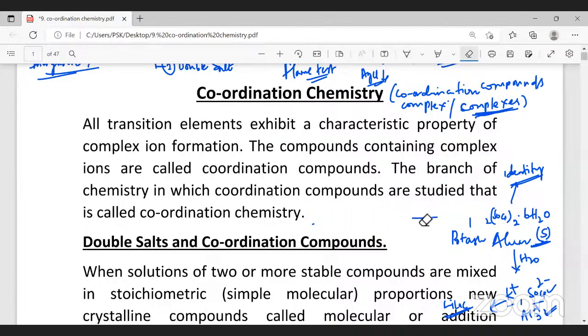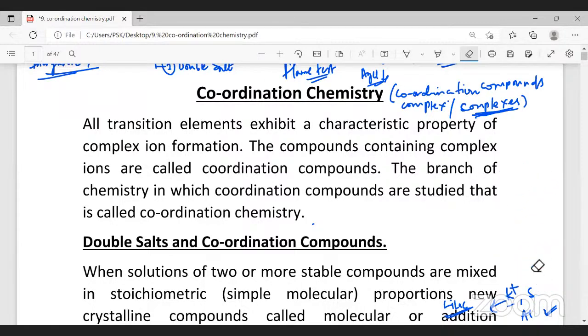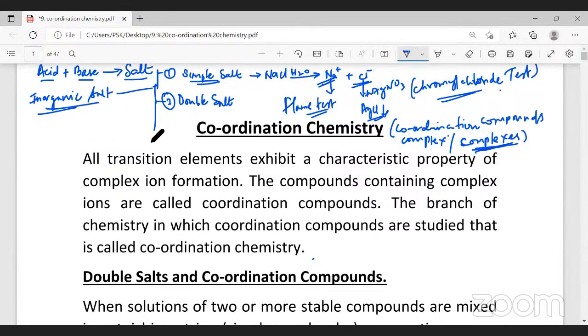Now, the third inorganic salt what we have is called a complex salt or a coordination compound. Now we're getting into the chapter. We're going to define it. The third is complexes or coordination compounds. These coordination compounds are also basically inorganic salts.